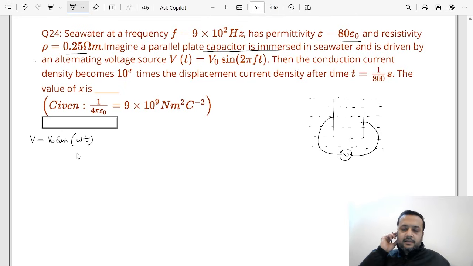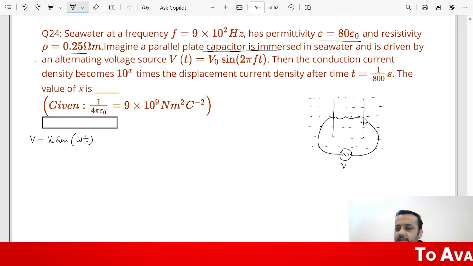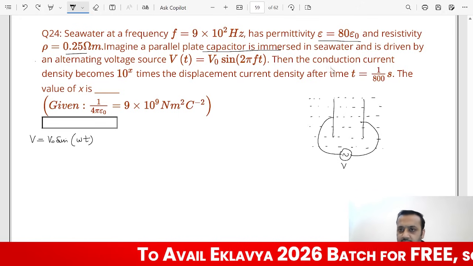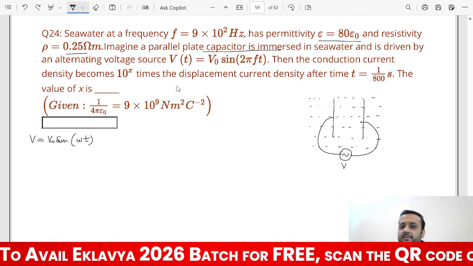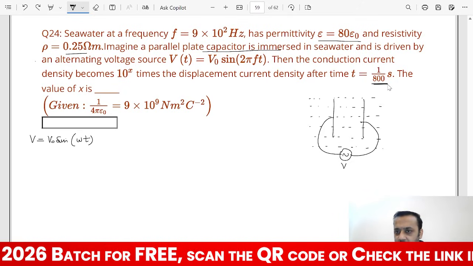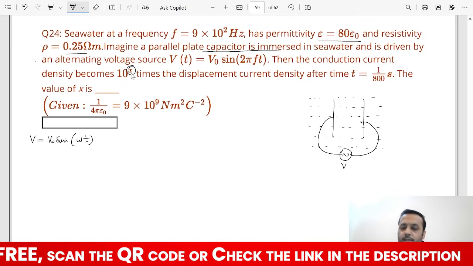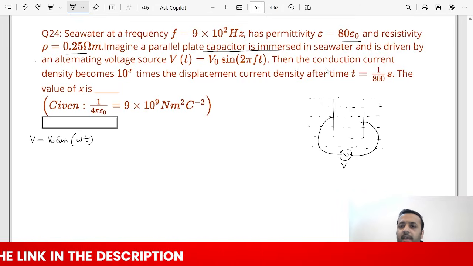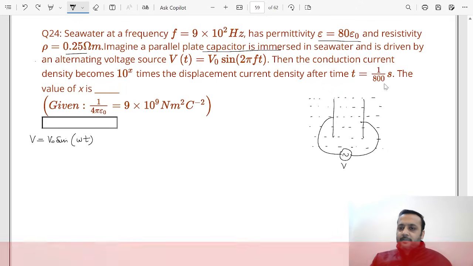And now the question is asking about the conduction current density. Basically, because of this voltage variation, a current will flow between the capacitor plates. It's a conduction current. So the question is saying that the conduction current density will become 10 to the power x times the displacement current density after 1 by 800 seconds. So we have to find the value of x. Effectively, we have to calculate the ratio of the conduction current density to the displacement current density at the time t equals 1 by 800 seconds.